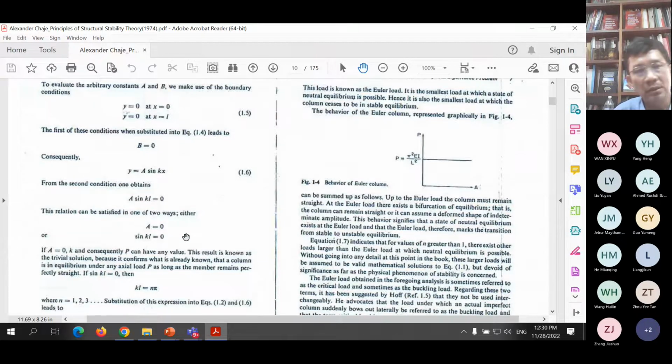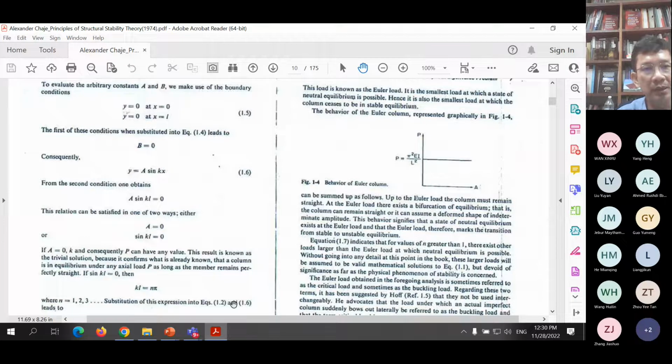So these equations tell us A sine KL is equal to 0. And remember what is A here, class? A is the unknown coefficient in these equations. So these equations represent the shape of the slightly bent configurations. If the column is going to bend at neutral equilibrium, the column can stay in the shape of a slightly bent configuration.